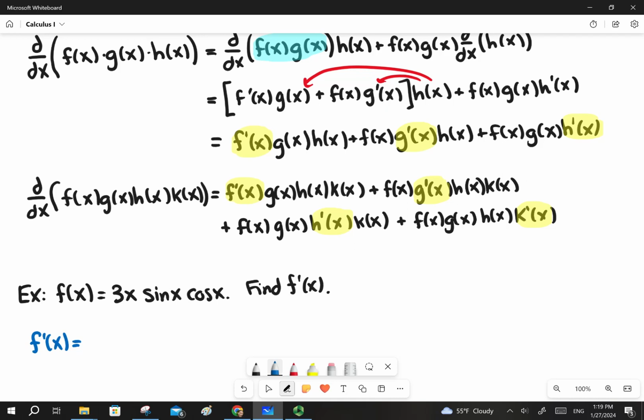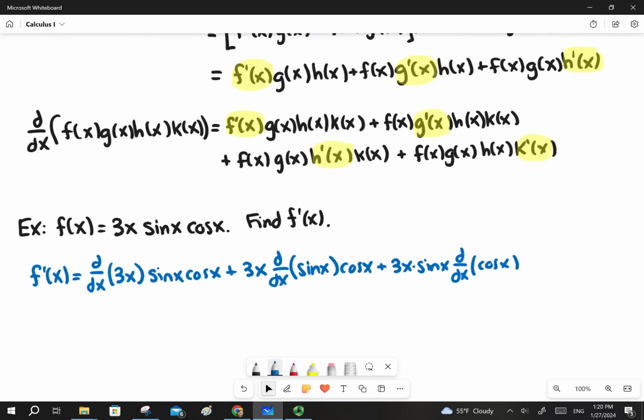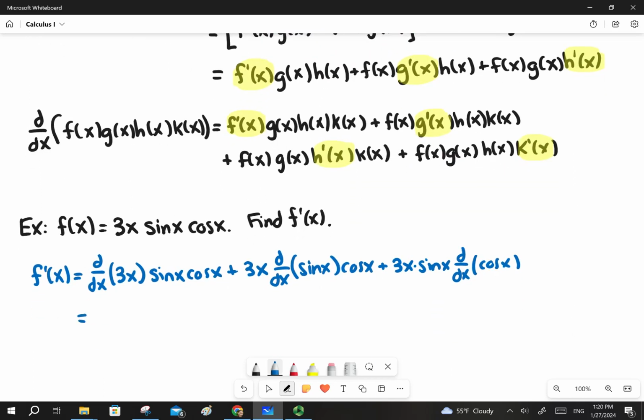So because I have three functions now, in my first term, I'm going to take the derivative of the first function, leave the other two alone. In my second term, I'm going to take the derivative of my second function and leave the other two alone. And then in my third and final term, I'm leaving the first two functions alone and taking the derivative of my third function. And then I just actually take those derivatives.